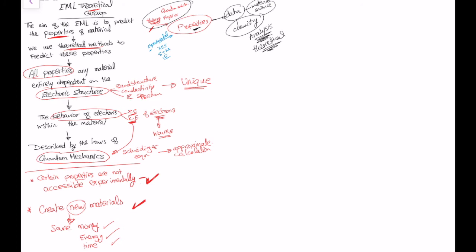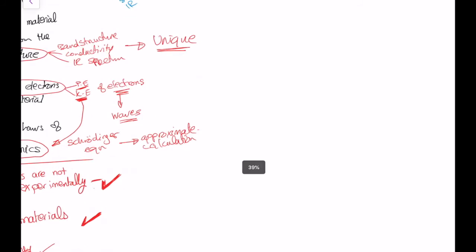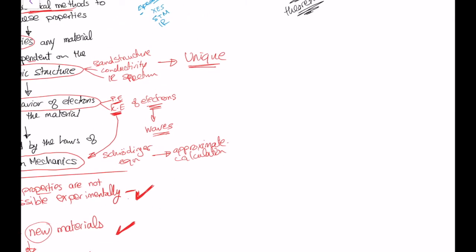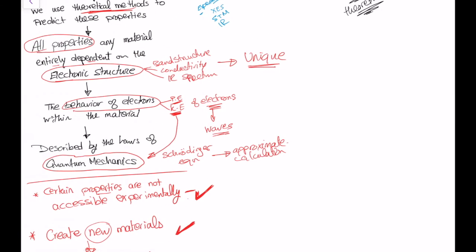Maybe you're wondering what is DFT, because we always link the theoretical group to DFT. Actually, I'll give just a hint about DFT. Quantum mechanics, we said, is the science that we're using in order to predict the properties of the material. One of the most convenient and computationally cheap theories is the density functional theory.